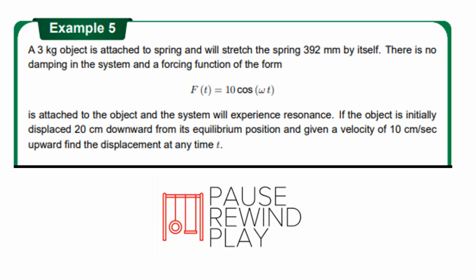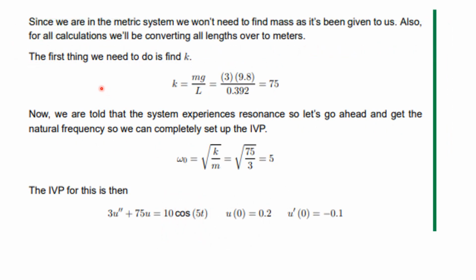Let's see how you did. So we need to find k here because we didn't tell you what k was, but we recall that k is mg over L. So 3 kilograms, 9.8 meters per second squared, and this is millimeters, so it's 0.392. So you get k is 75. We were also told that the system experiences resonance. So the natural frequency is going to be omega 0 equal to the square root of k over m, which is going to be 5 in this case.